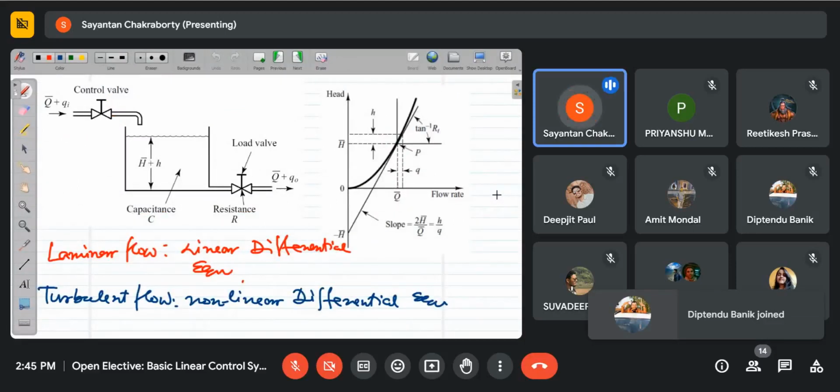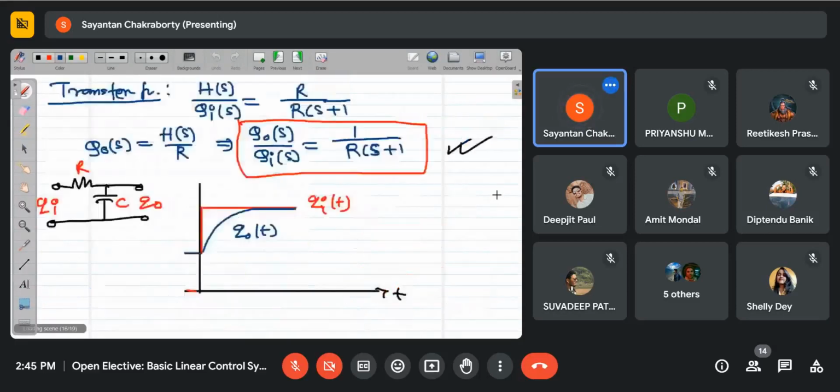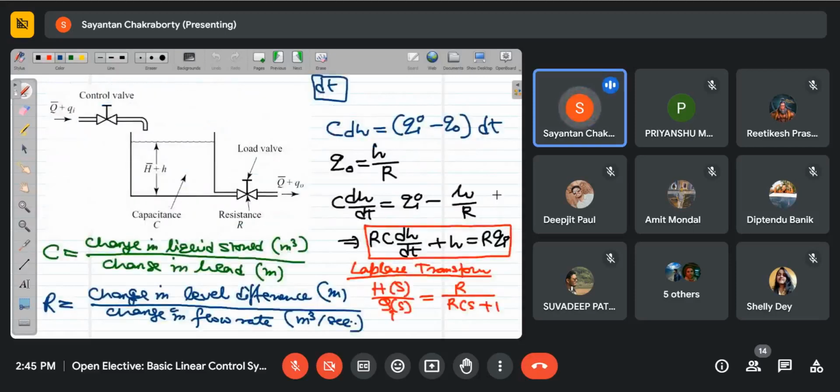Now we considered a very simple problem over here and derived its dynamic model, which came out to be like R by RCS plus 1. Interestingly, that is analogous to a series RC circuit where the capacitor voltage or the charge stored in the capacitor is your output. And we found the analogy of this electrical system with the liquid tank system over here.